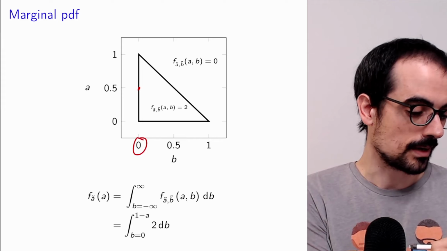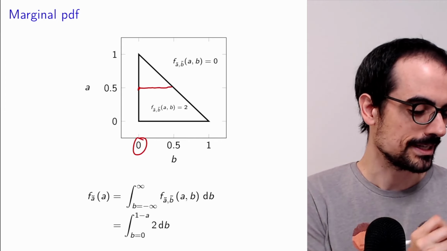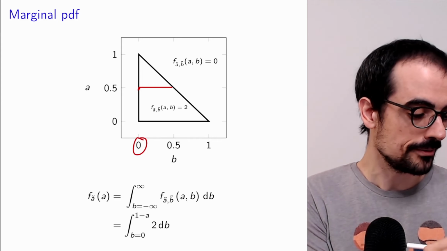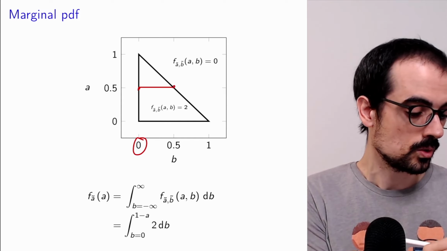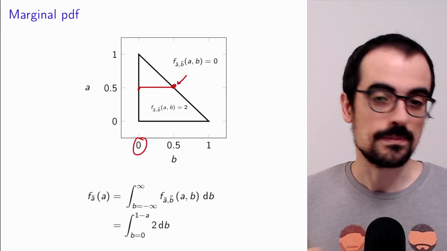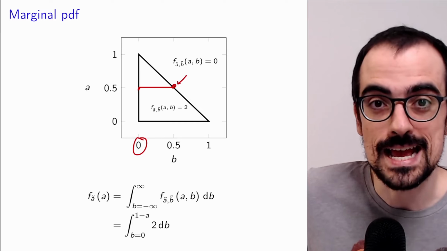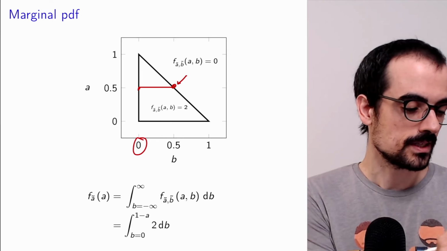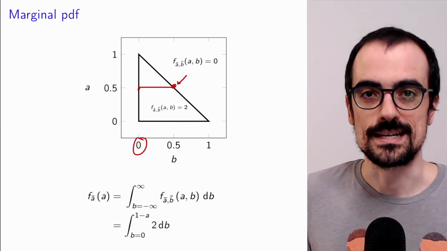Okay, so let's see. I just want to make sure that my line is straight. Okay, we would integrate from 0 to this point here. What is this point here? Well, it depends, right? It depends on the value of A. In general, that point is going to be 1 minus A.